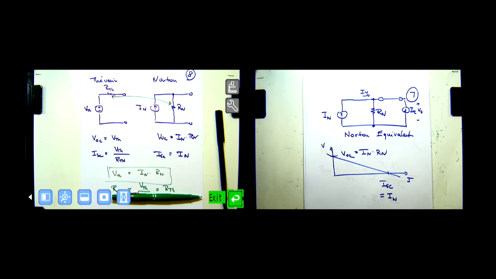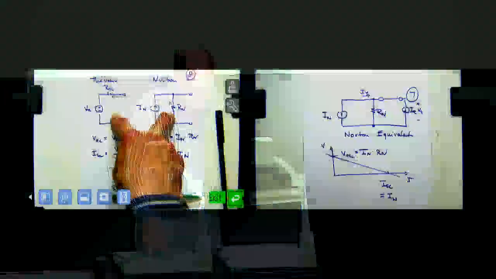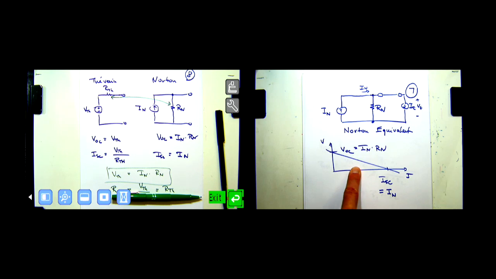Yes? Can you explain what you mean when you said the V open circuit on the left side and V open circuit on the right side? How are you making those two equations equal? So the question is, how do I make these two open circuit voltages equal? What I have is two possible circuit implementations that implement an IV characteristic that looks like this one. I want them to be exactly identical.